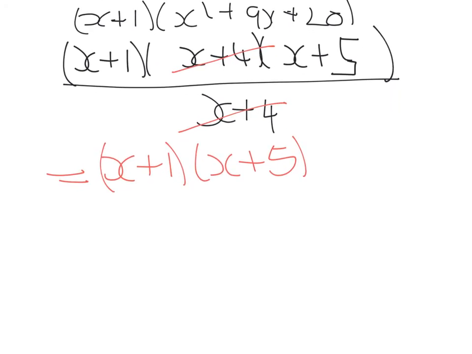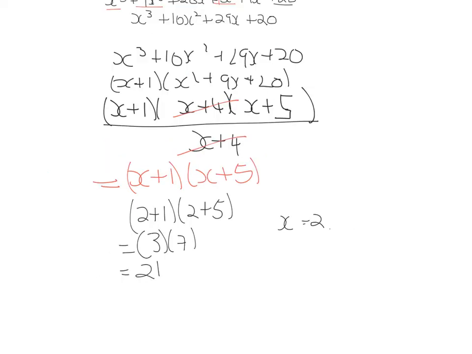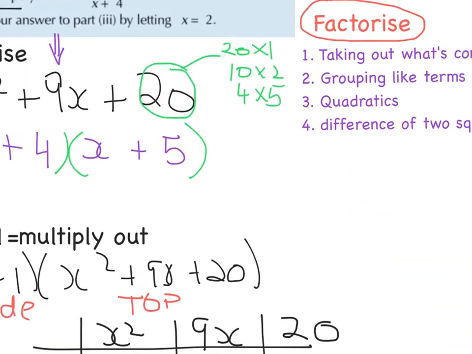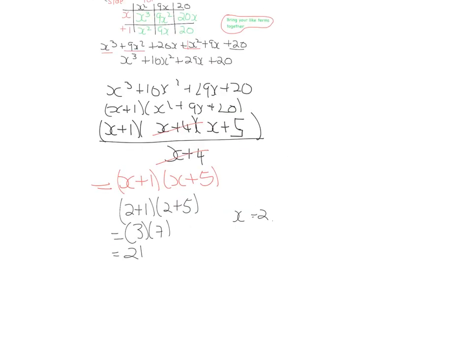So I'm saying that my answer to part 3 is x plus 1 bracket x plus 5. And if x equals 2, does that work? Well, it would be 2 plus 1 times 2 plus 5, and that would give me 3 times 7, which would give me 21. So let's see if I went back to the very start now, to this question here, and if I've done my simplifying all right, when I put in 2, I should get the exact same answer. So let's go and check that.